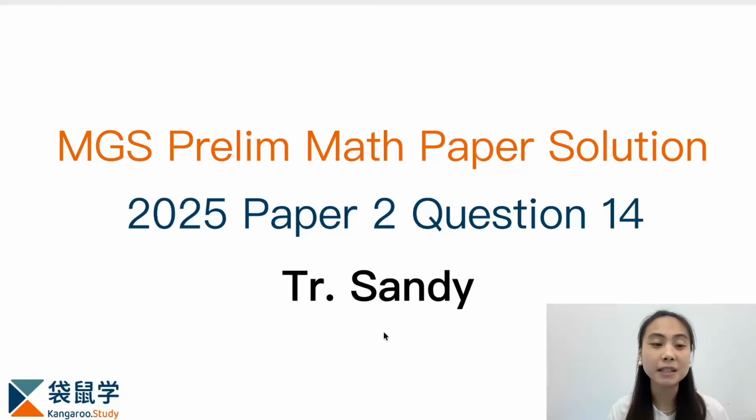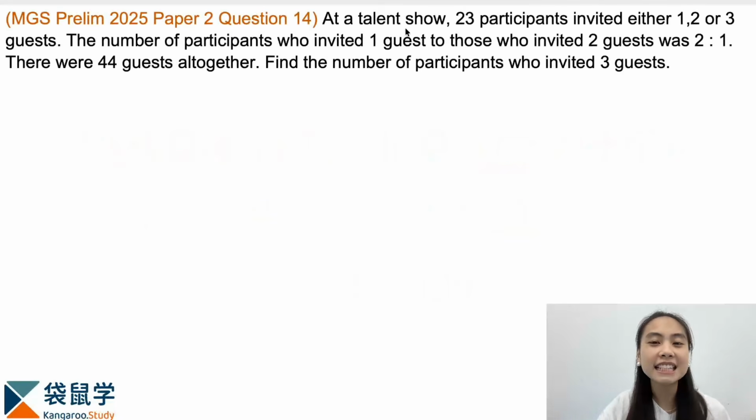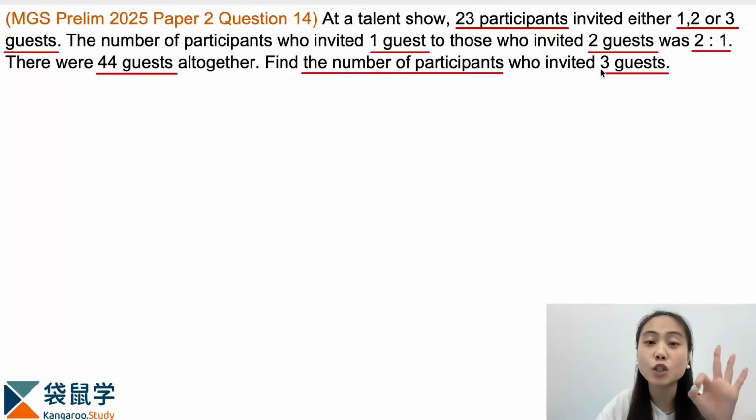Today, I will explain the question from MGS Prelim Math paper in 2025. Now, let's read the question together. At a talent show, 23 participants invited either 1, 2, or 3 guests. The number of participants who invited 1 guest to those who invited 2 guests was 2 to 1. There were 44 guests altogether. Find the number of participants who invited 3 guests.